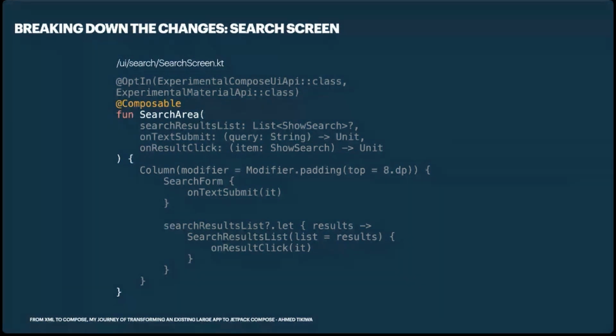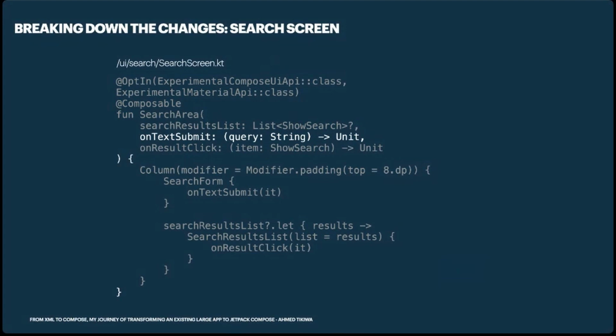Then my search area composable will represent the text field for entering the search query as well as the search results. It accepts 3 parameters: the search results list, and 2 function arguments, on text submit and on result click. These are events that the composable will respond to and hoist up the responsibility to the caller of search area, which is search screen, to decide what to do with that event.